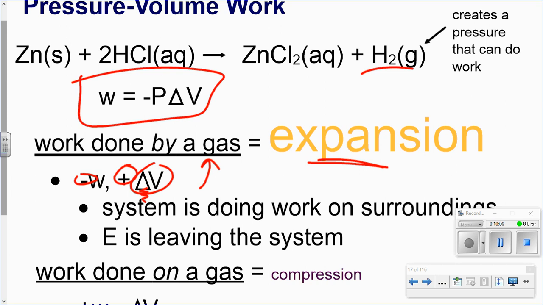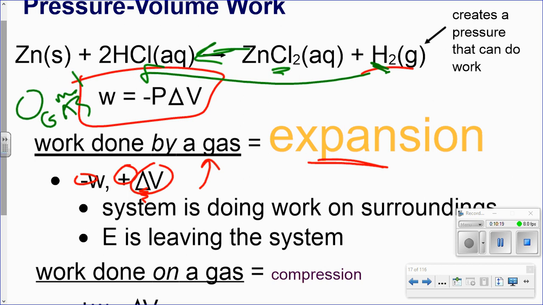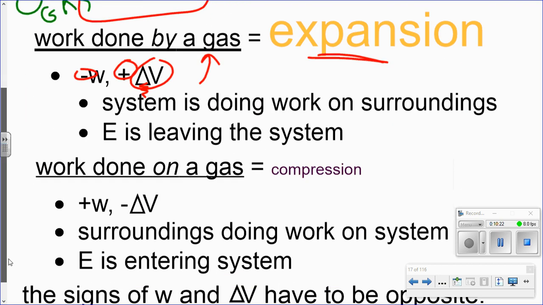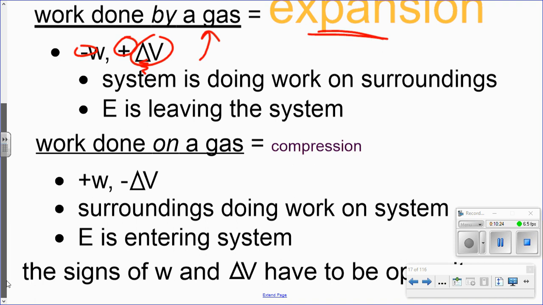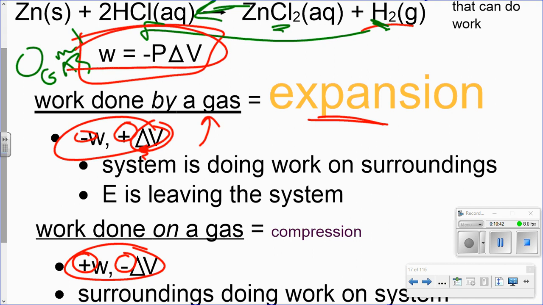Okay? Now, if I take the reverse of this reaction, and I take hydrogen gas and react it with zinc, I'm using up these moles of gas. Now I'm creating 0 moles of gas. And since I'm using up the gas, I now have work being done on a gas. In other words, since the work is being done on the system, it's positive. And now it's shrinking, it's getting smaller, it's being compressed, it's contracting. And I have negative delta V, okay? And again, that plays off of this equation here.